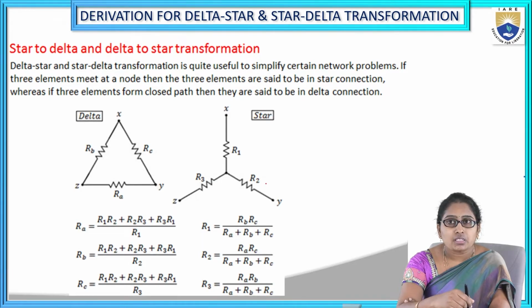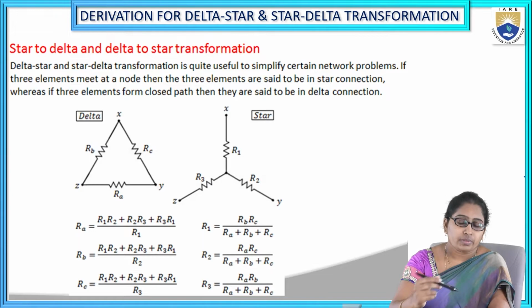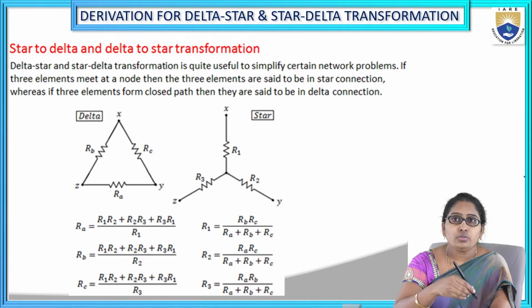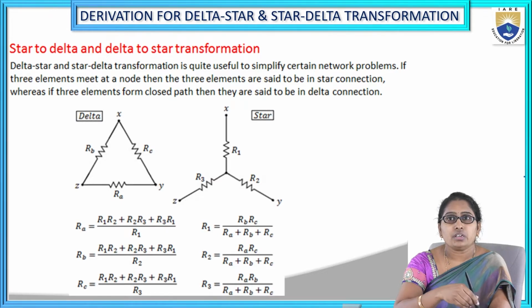over RA plus RB plus RC. Similarly, elements R2 and R3 are also given. Next we are entering into the derivation part. How to derive this? We already know the equations: for a given star, how to get the equivalent delta elements, and vice versa. So now we are going to derive that.